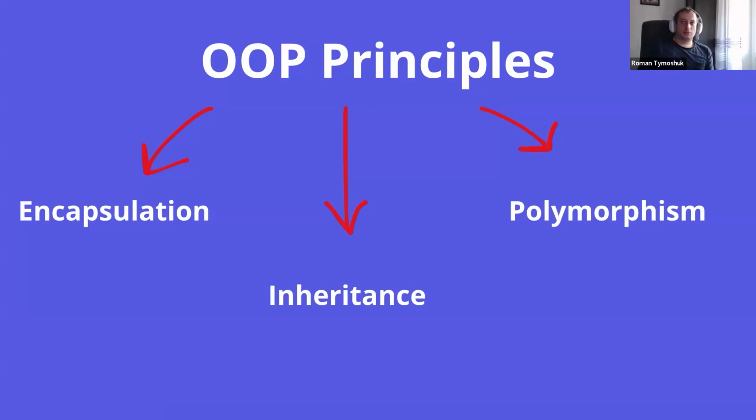Let's try to recap what we discovered before. We have three main object-oriented programming principles: encapsulation, inheritance, and polymorphism. We'll be happy to hear from you about details. So what is encapsulation, inheritance, polymorphism? Any volunteers to share their knowledge and to explain in detail?